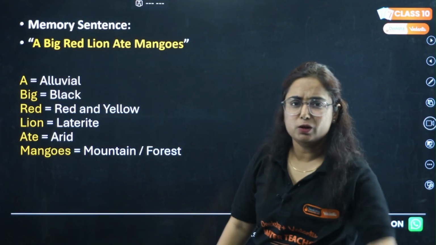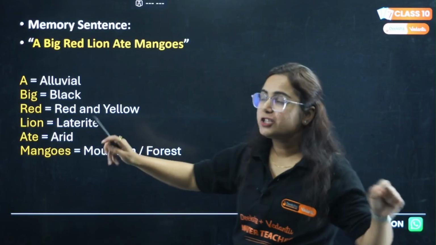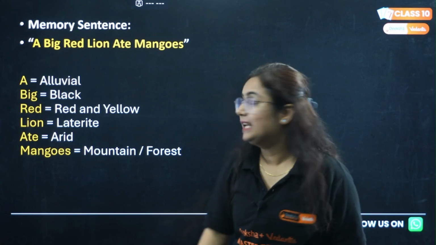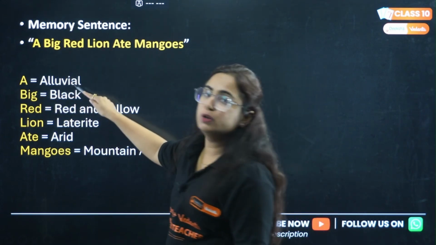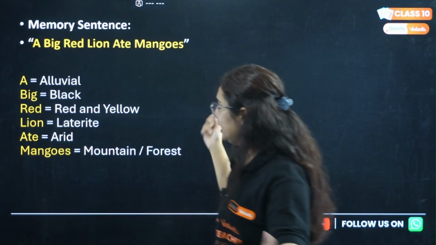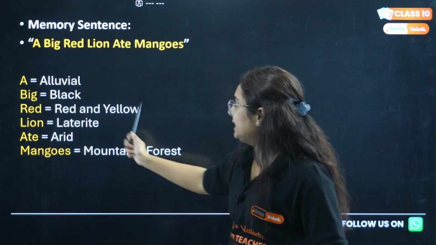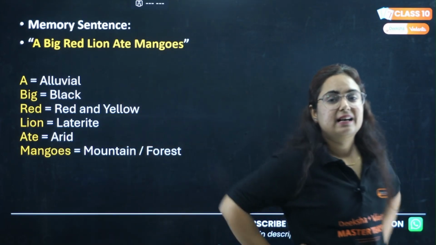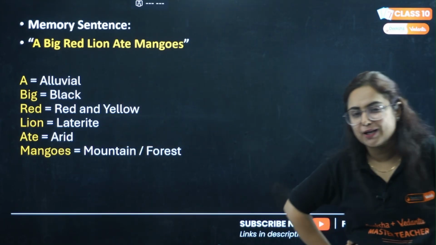And I will just tell you how to memorize all these soils. A statement: a big red lion ate mangoes. A stands for alluvial soil, big stands for black, red and yellow, lion for laterite, ate for arid, and mangoes for mountain soil. So, a big red lion ate mangoes.